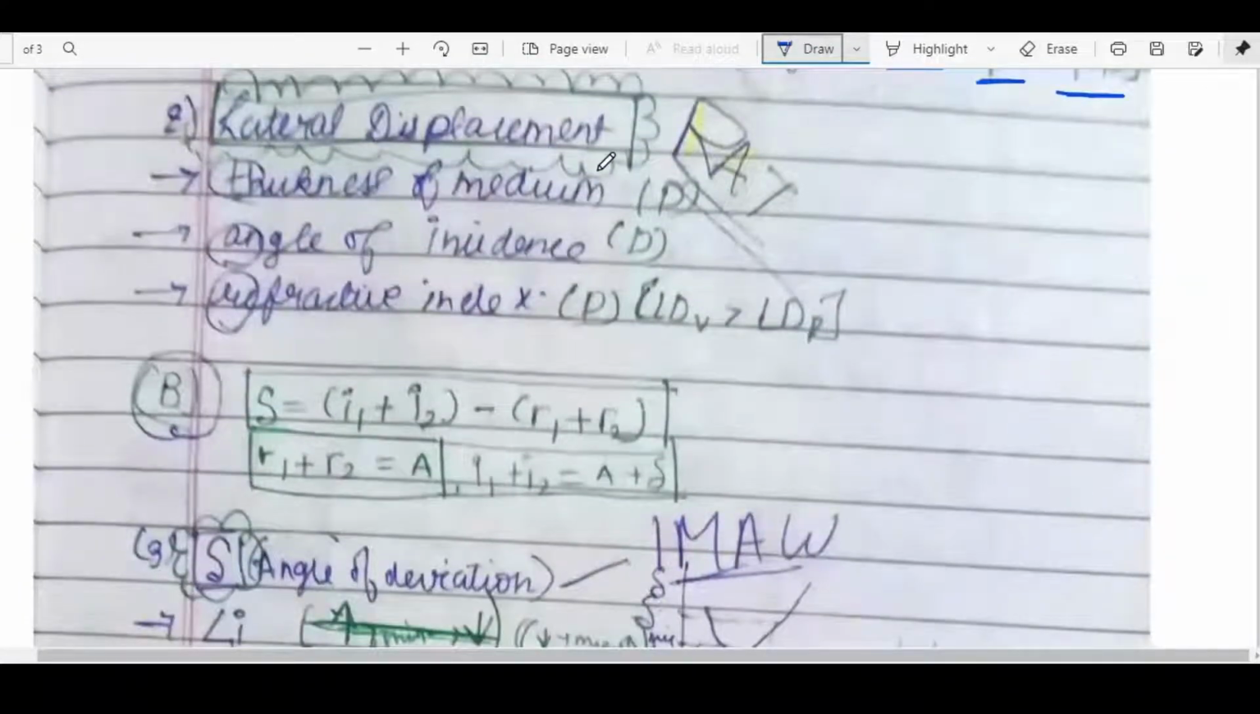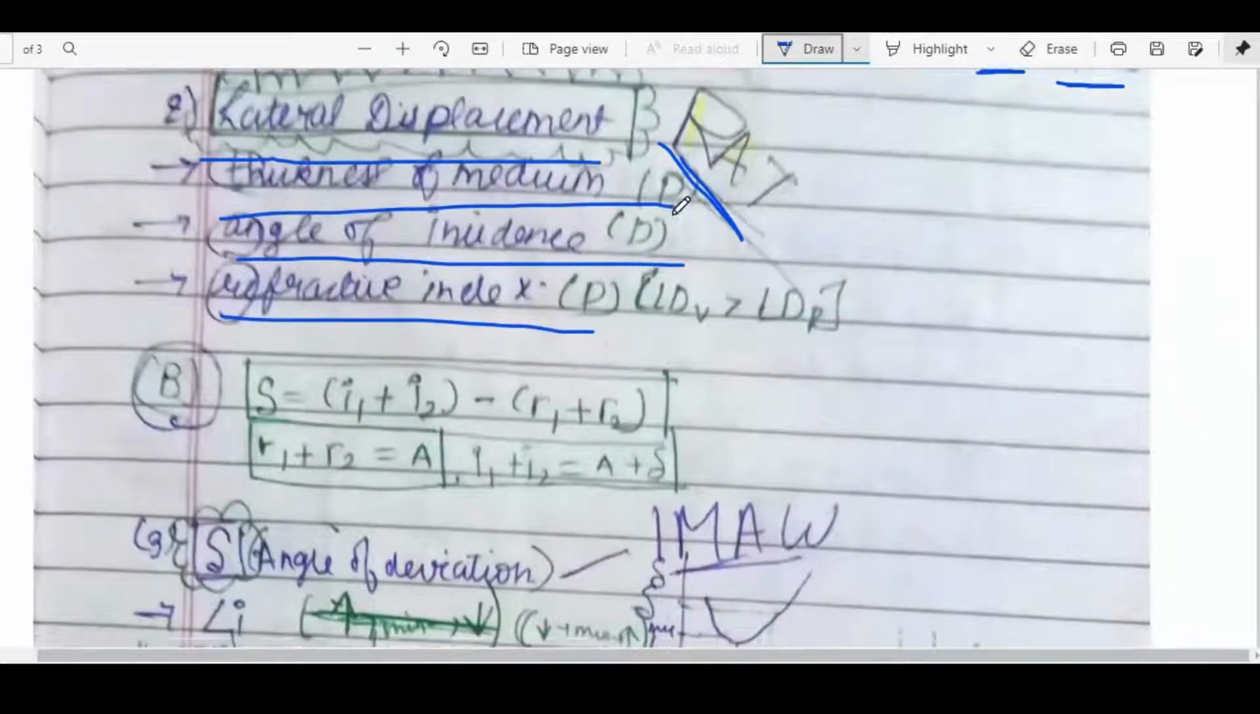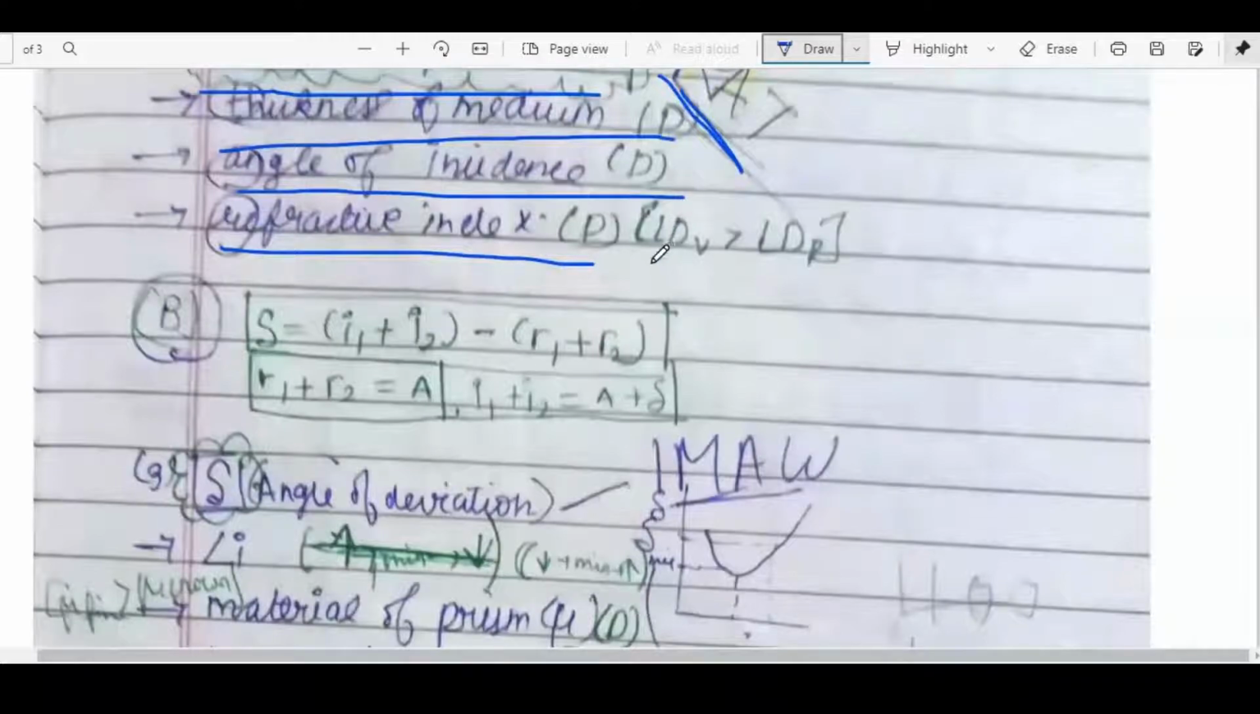Secondly, lateral displacement. For lateral displacement, you can remember RAT. RAT stands for refractive index, which is directly proportional, angle of incidence, which is directly proportional, and the thickness of the medium, which is directly proportional to the lateral displacement. So the lateral displacement of the violet light is more than the lateral displacement of the red light.